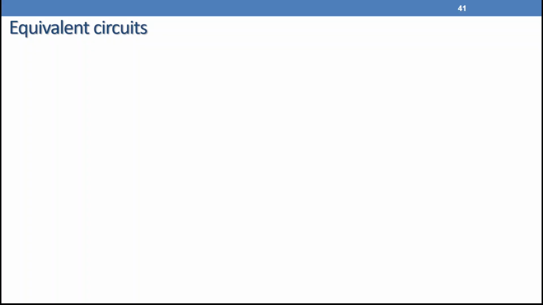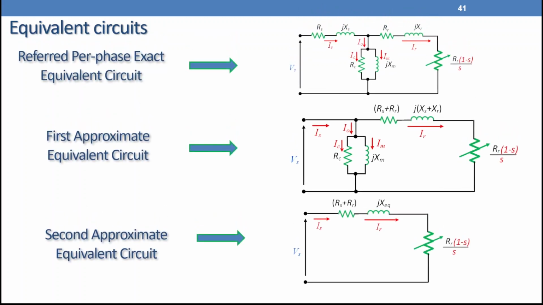Let's start. Before we start the examples, let me remind you about the equivalent circuits we covered in video number 3 in this chapter. So we had 3 circuits. One of them is the per phase exact equivalent circuit referred to the stator. We have the stator impedance, the magnetizing branch, and the rotor impedance. Then we have the first approximate equivalent circuit, where we shift the magnetizing branch to the supply side. And then the second approximate equivalent circuit, where we neglect the magnetizing branch.